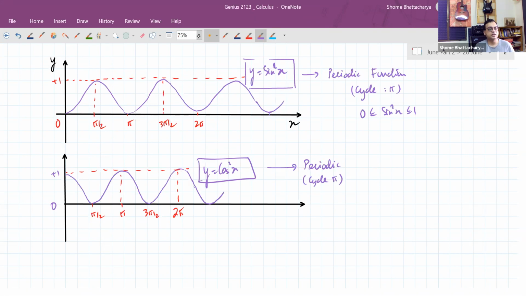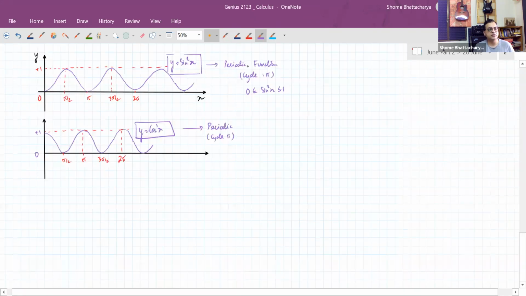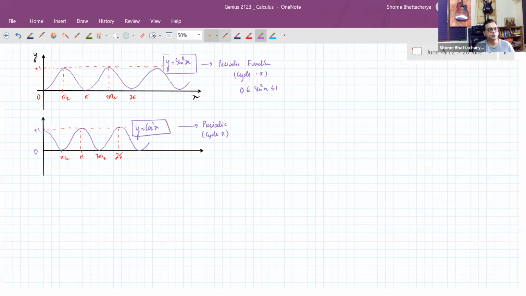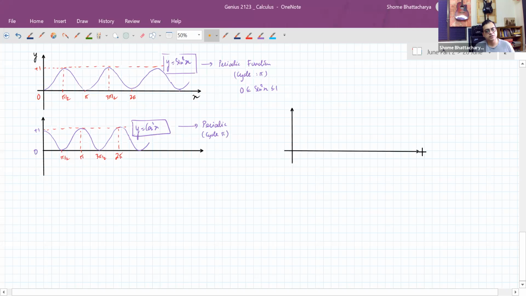In fact, their graphs are interrelated in such a way that if you superimpose their graphs, then you can see why their sum is a constant. Sine square x plus cos square x is equal to unity. So you'll see that interesting fact if you draw the graphs.